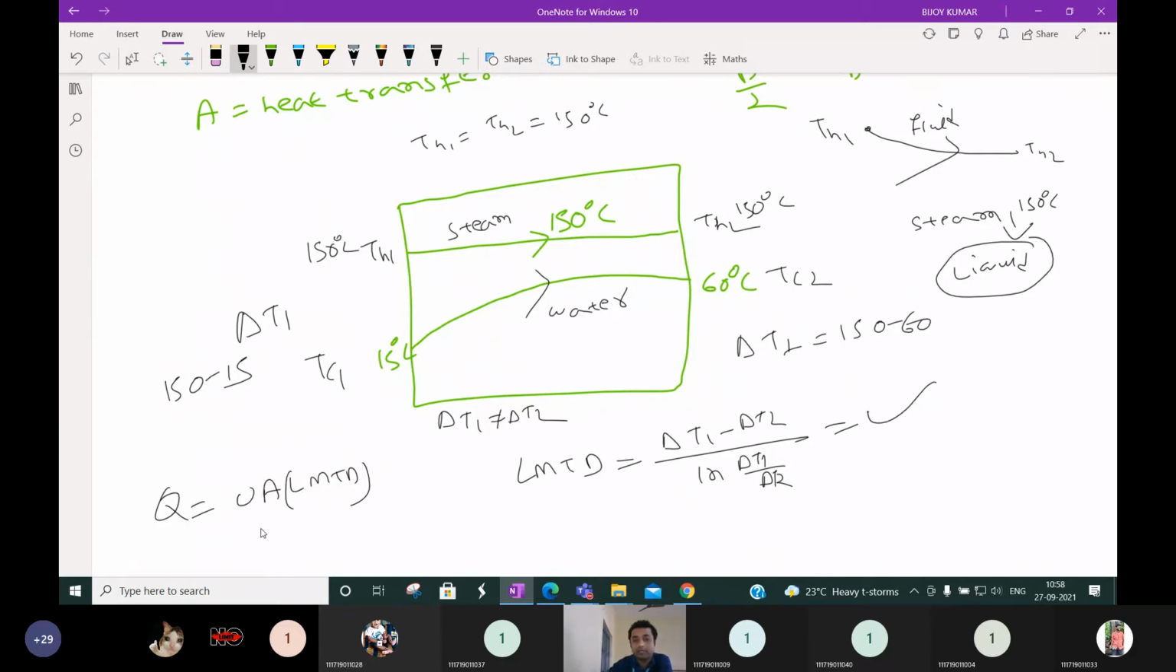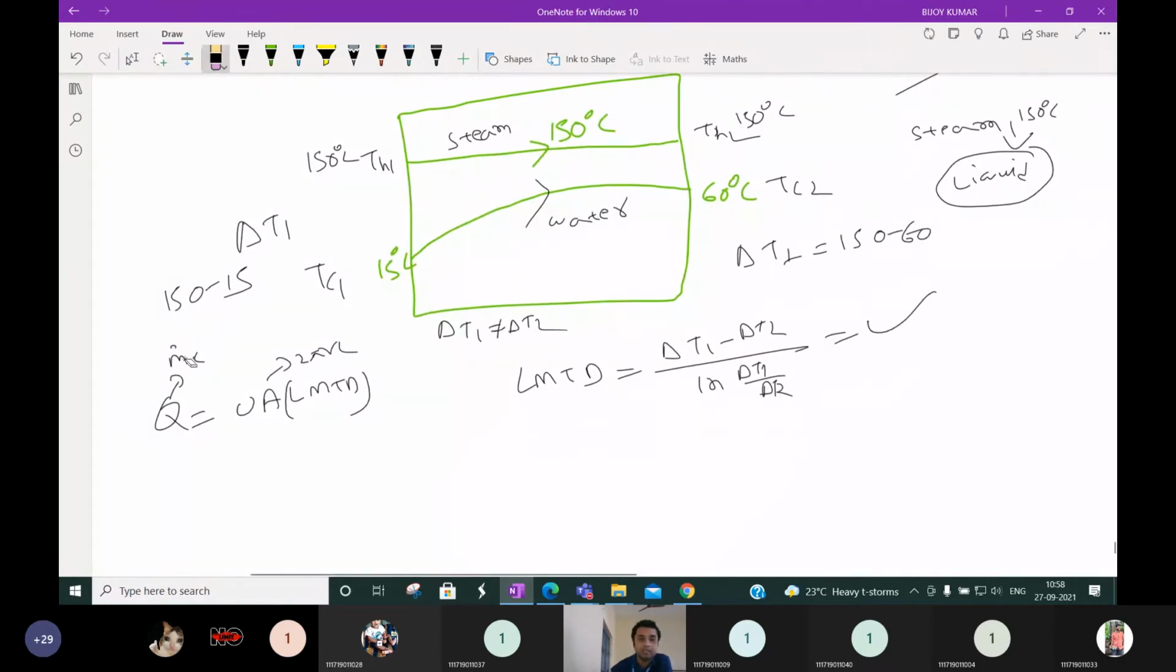This LMTD we calculated. Area is the area of heat transfer, that is nothing but 2 pi r into L, and Q we calculate from m dot Cp delta T of the cold fluid. Q we calculate from m dot C, Cp of cold, and TC2 minus TC1. The only unknown is U. So U you can calculate, that is nothing but Q by A into LMTD. And this unit will come in watt per meter square into degree Celsius.